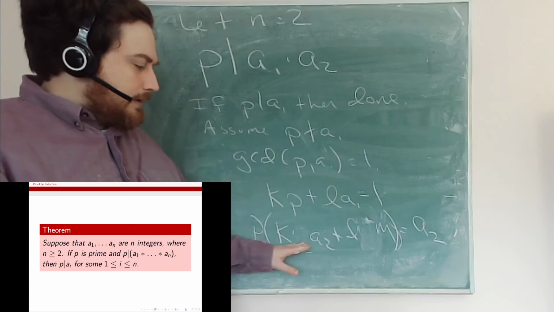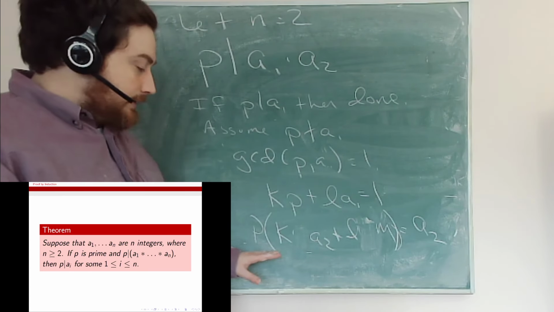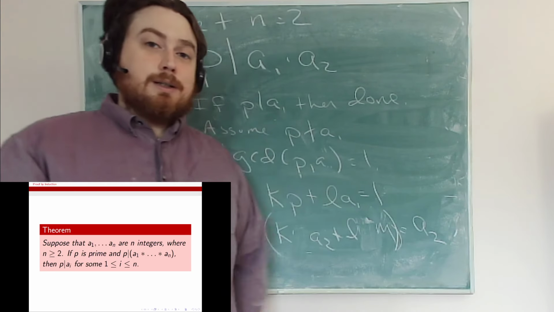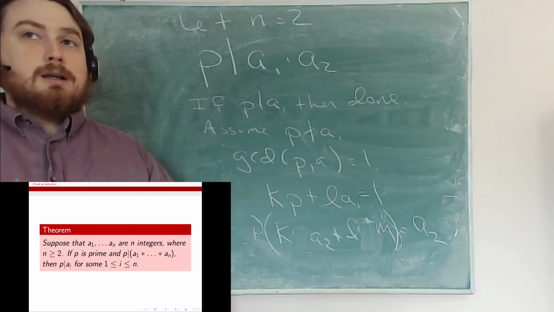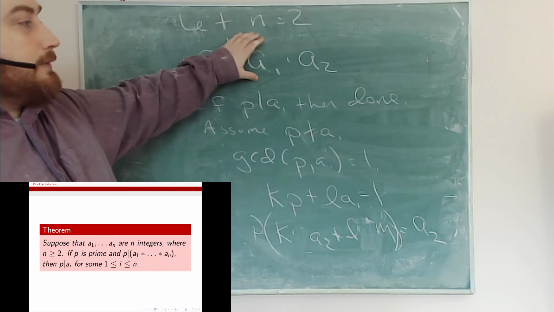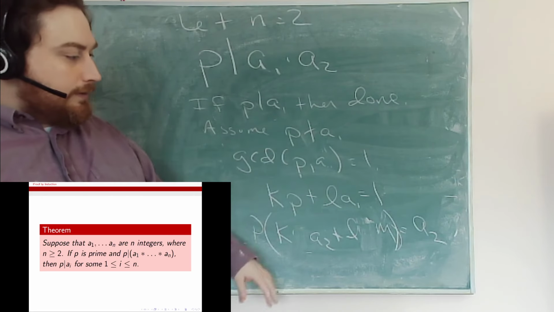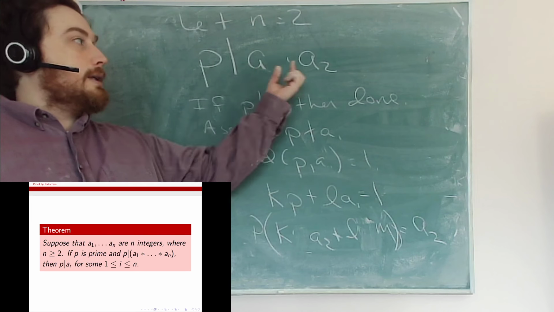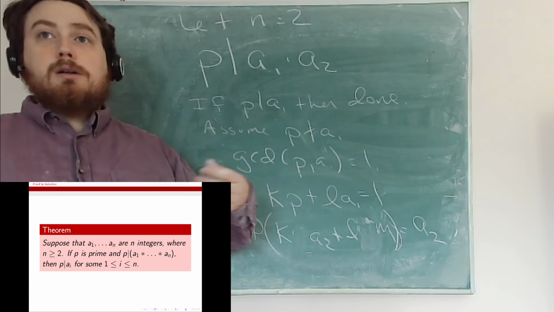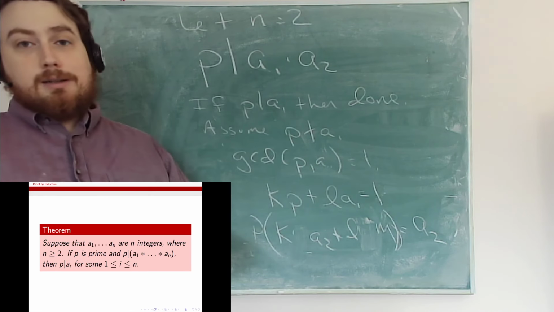So what's left? Well, KA2 plus LM is just an integer, so what we've just shown is that P times an integer is equal to A2, therefore P divides A2. Hence, if P divides A1, then we're good. If it doesn't, then the greatest common divisor is 1. Therefore, it will have to divide A2. Therefore, P either divides A1 or A2. It could technically divide both. There's nothing wrong with that, but it has to divide at least one of them.